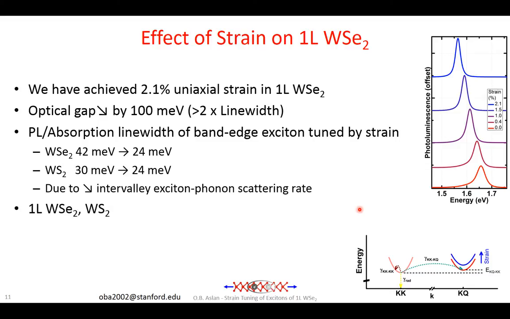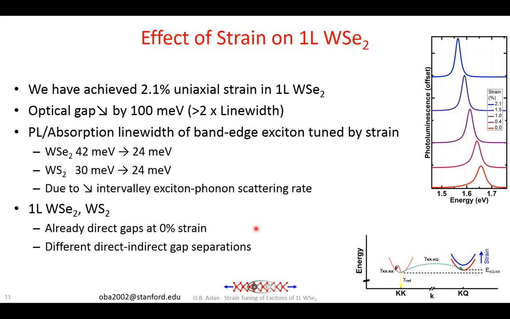And we have found good indication that monolayer tungsten diselenide and tungsten disulfide are already direct gap semiconductors at 0% strain. We don't have direct evidence, but our results are a strong indication of this picture. And such that these materials have different direct to indirect gap separations. So tungsten disulfide is more direct than tungsten diselenide, our results indicate. Therefore, we have established strain as a means of not only tuning the 2D materials, but a nice way of probing the 2D materials. Thank you.